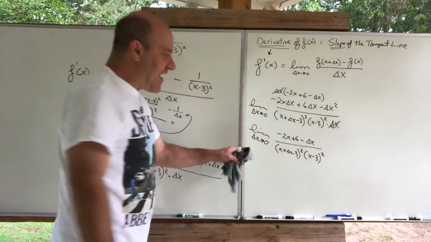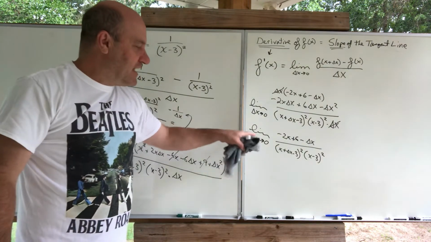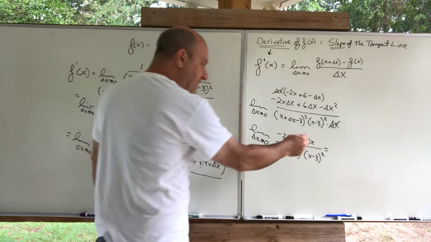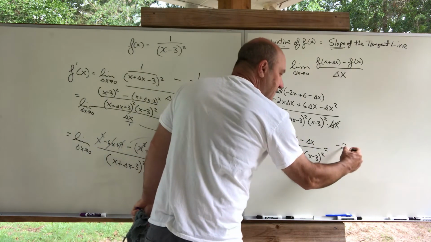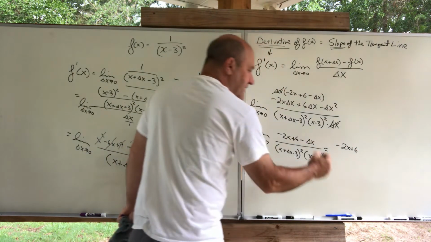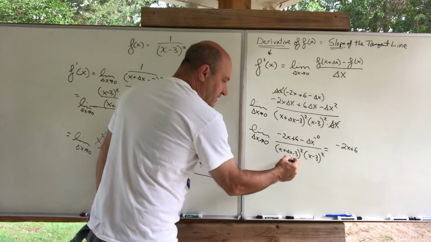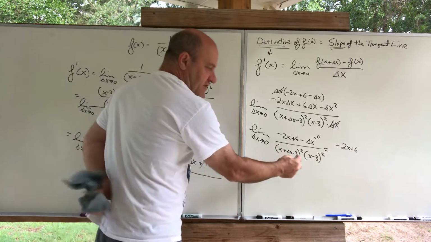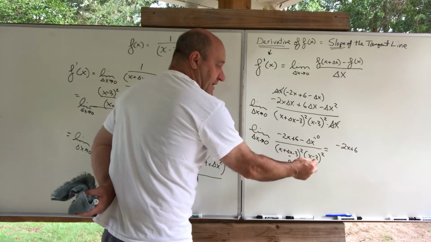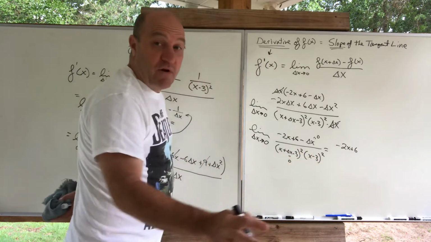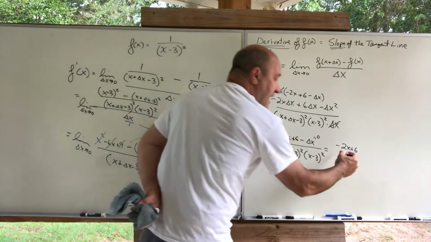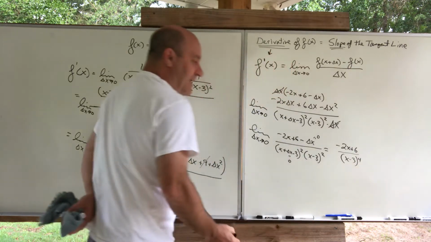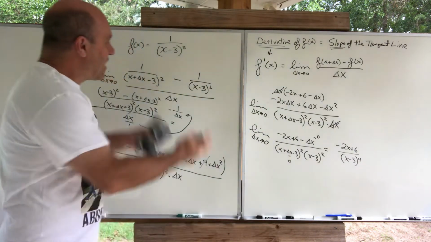All right, I think I'm finally ready to do the limit. As Δx goes to 0, I get a negative 2x plus 6. This little Δx goes to 0. So I have an (x − 3)² and another (x − 3)². I do not want to FOIL that out; I want to join them together. That's (x − 3)⁴. Ta-da! That's the derivative. That was kind of a complicated derivative.